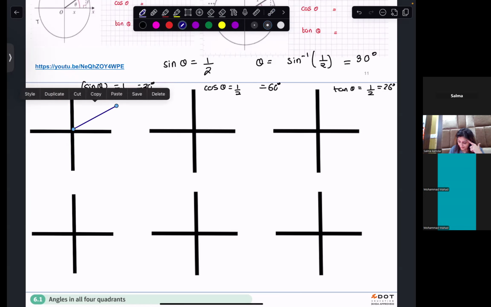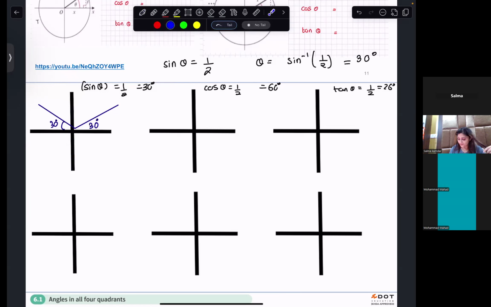It would be 30 degree over here, and you draw the reflex over here. At both these places, sine is going to be positive. Just check with your first rule. C A S T.